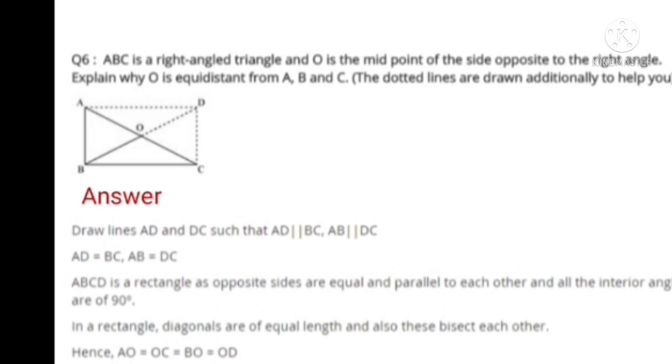If only the diagonals bisect each other, then OA equals OC and OB equals OD. But the diagonals are also equal, so all four are equal: OA equals OB equals OC equals OD. Therefore O is at equal distance from A, B and C.